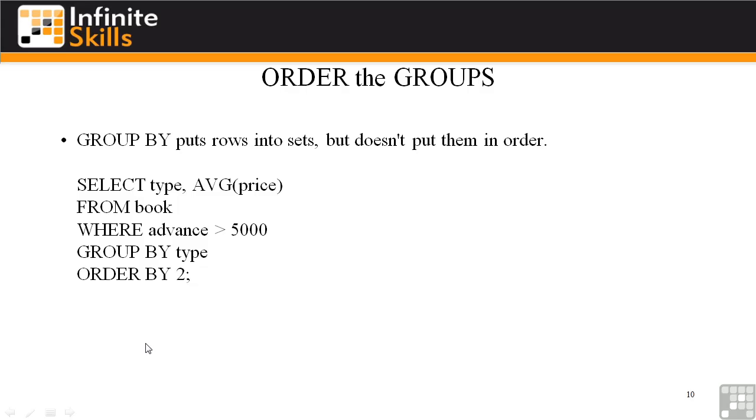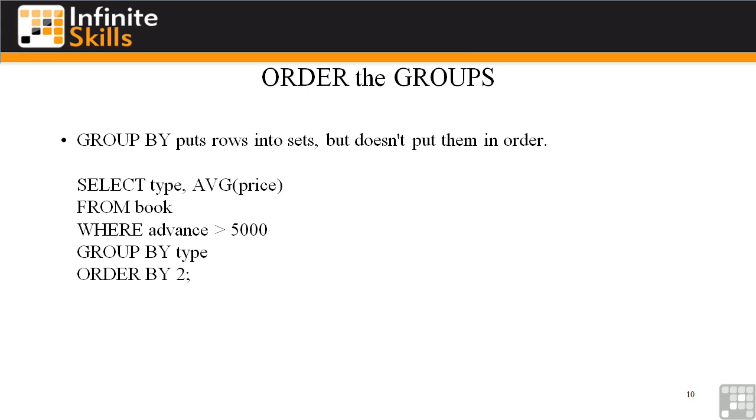If you want to see the groups in any kind of order, you still have to use the order by clause. You see here I have an order by as the last clause in the select statement. It always has to be the last clause. It doesn't matter whether you have a where or a group by or anything. Now notice in this statement as well, I added a where clause, where advance greater than 5,000. That was very much like the statement we just had, but now I've added the where in there.